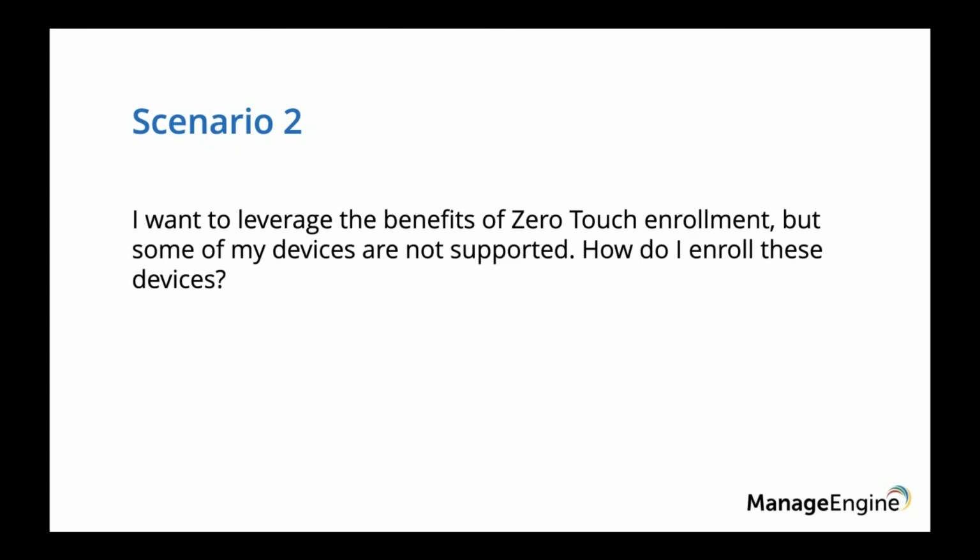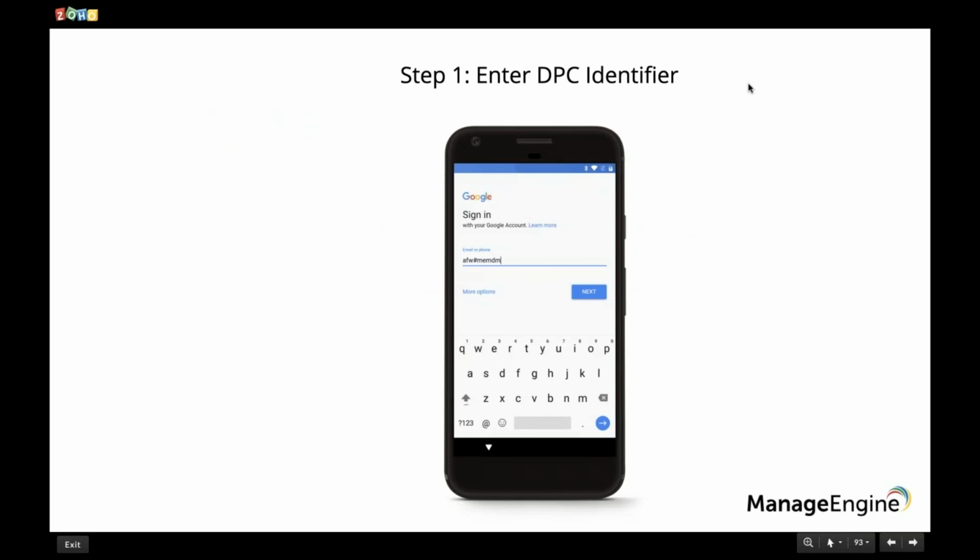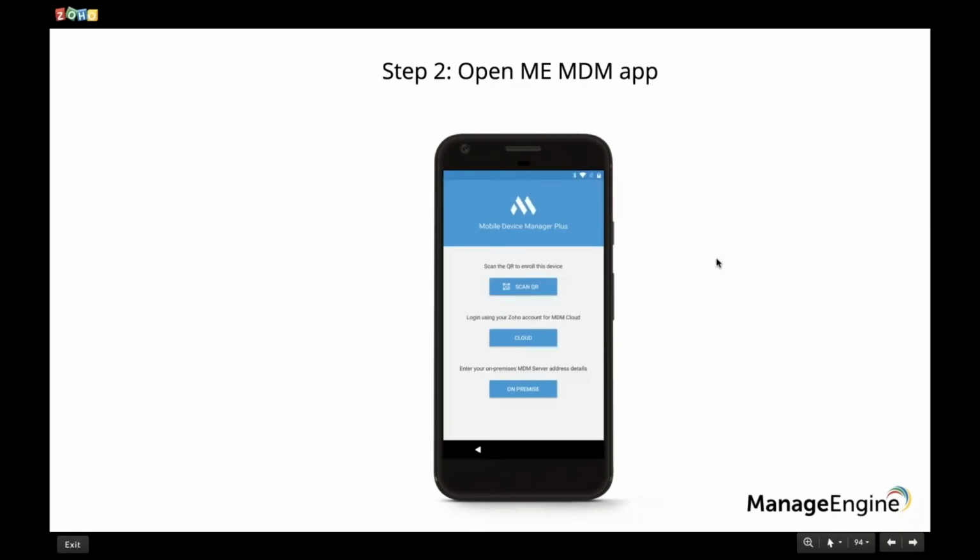If it's a device that is already in use, it will have to be factory reset. Upon activation, in the place where you enter your Google ID, you will have to enter the DPC identifier. The DPC identifier for ManageEngine MDM is AFW#MEMDM. Once you enter this, we will know that we are trying to manage these devices using Mobile Device Manager Plus, and hence the app gets automatically installed on these devices. Once that is done, you will have to scan a QR code to complete the enrollment process.